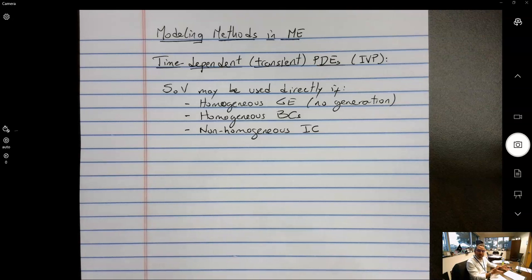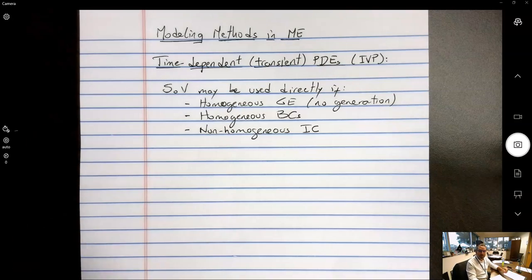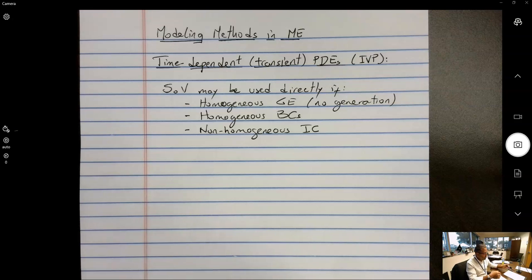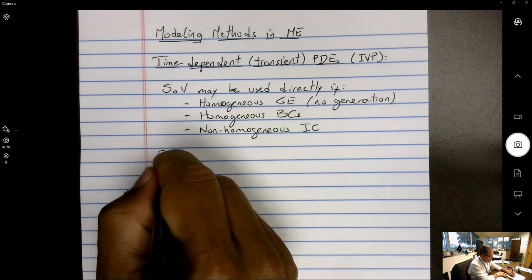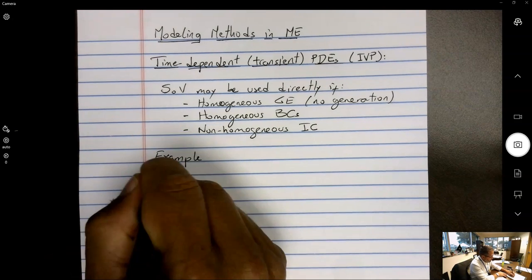But if not, we'll see some tricks by which we can transform the problem into a combination of problems that look like this, by using superposition and other things. So let's go straight to an example.